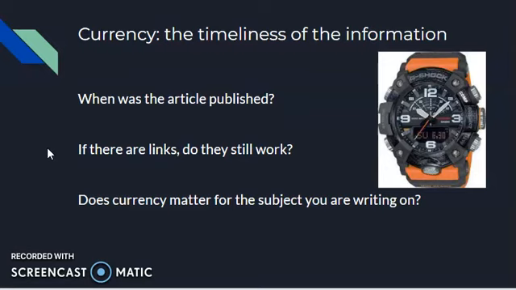The standard rule is within 5 years, most articles are going to be good in most subjects. 10 years, not so much, but okay. And then 15 years, most subjects you're going to need to find something a little bit more current. If you're looking at history, that's a little bit different, or something like philosophy or English, those articles can be much older.